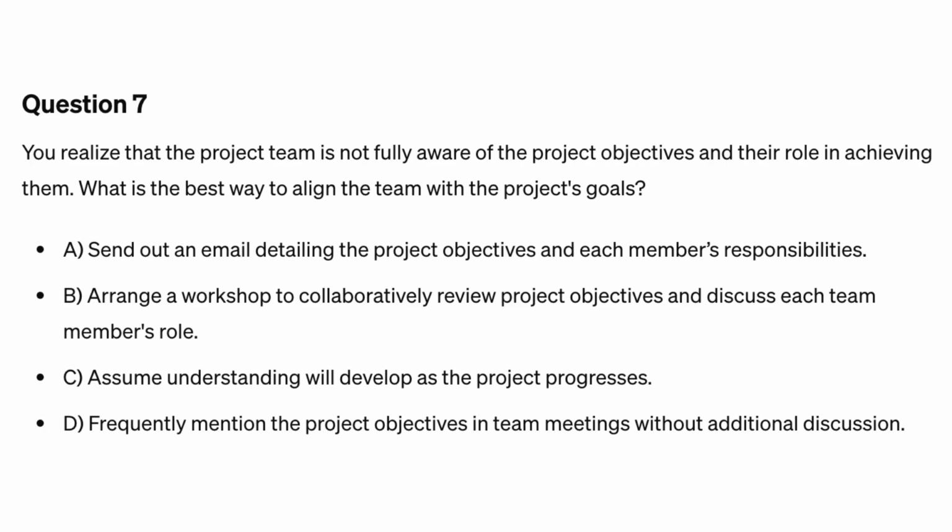Question 7. You realize that the project team is not fully aware of the project objectives and their role in achieving them. What is the best way to align the team with the project's goals? A. Send out an email detailing the project objectives and each member's responsibilities. B. Arrange a workshop to collaboratively review project objectives and discuss each team member's role.